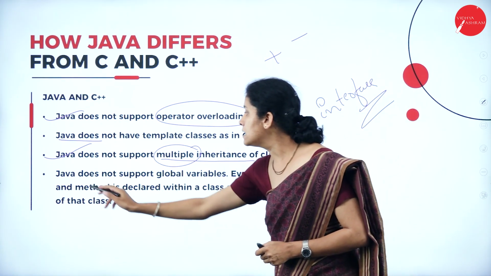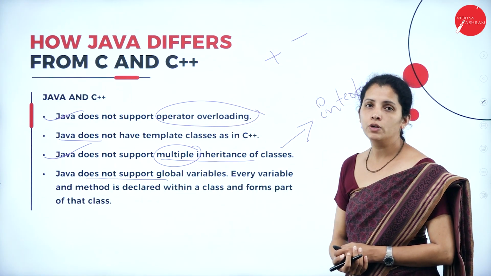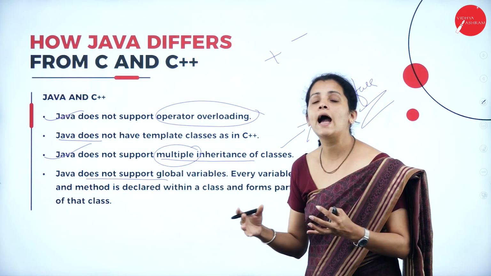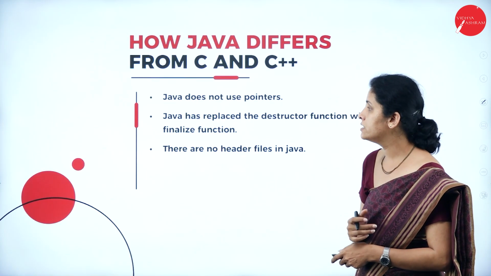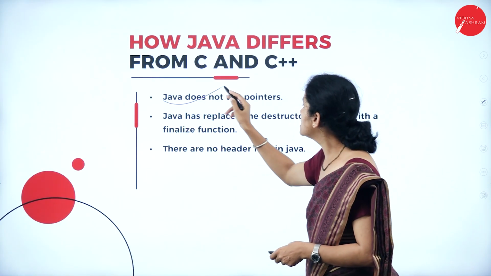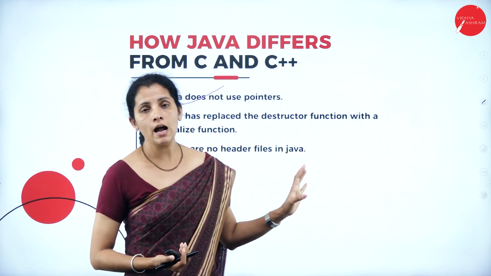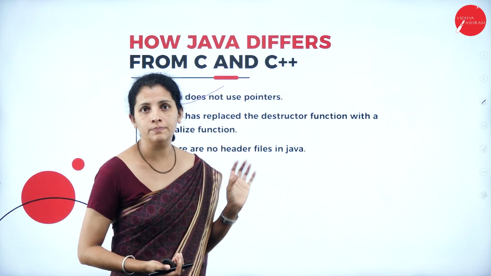And Java does not support global variables. So dear student, please make a note here. In Java, I do not have any global variable declaration section. Java does not use a pointer. That means in Java, I am not going to have the concept called pointer.